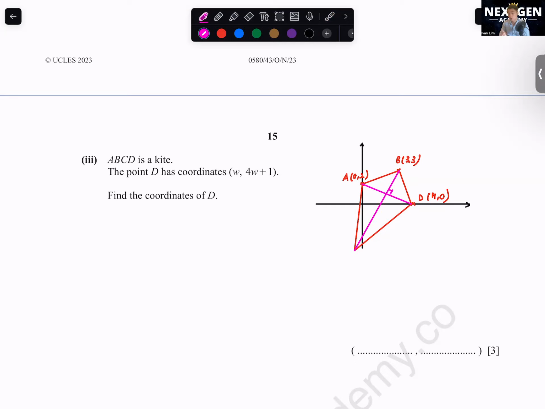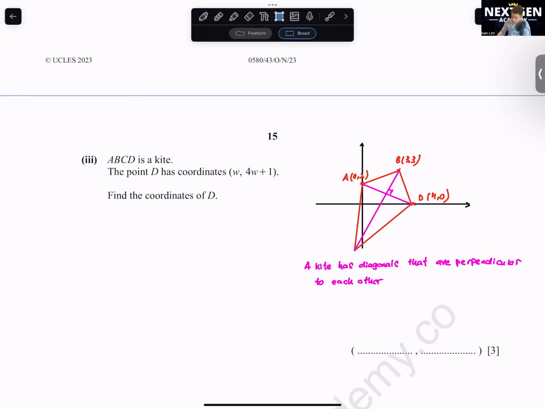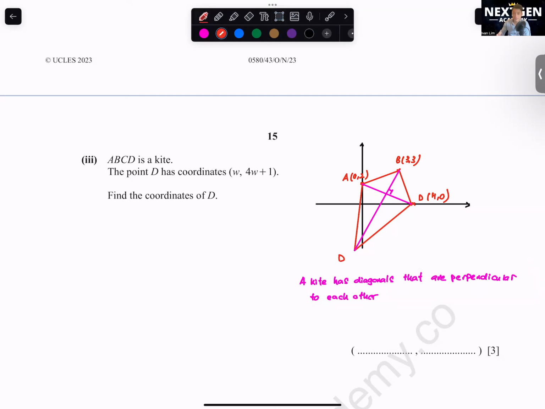This is under the topic of mensuration. Okay, so a kite has diagonals that are perpendicular to each other. Okay, so we will assume that D is probably somewhere here. Okay, I just write first. D is probably around here.